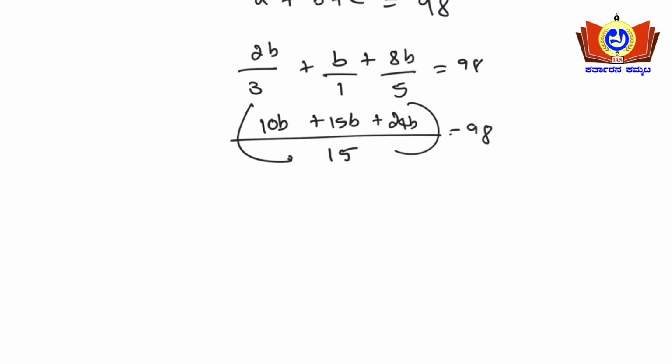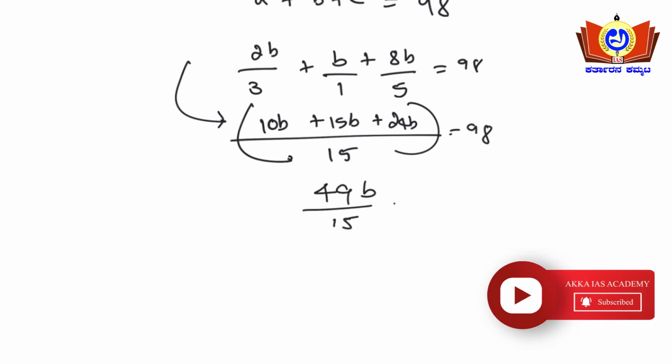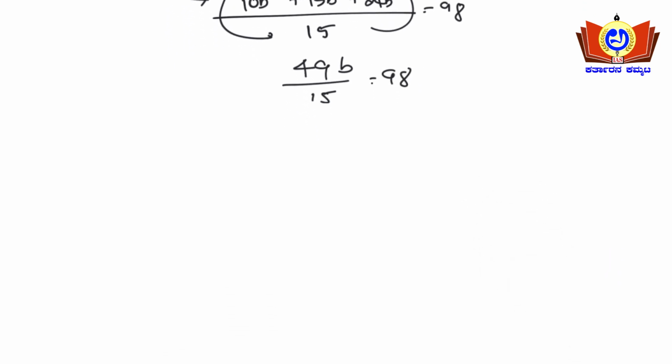So when you convert relative to b, solving the equation will be very much easier. 10b and 15b and 24b add up to 49b upon 15, that becomes 98. So b will be 98 into 15 by 49. Upon solving this, you will get b as 30 here. So b is 30, this is the answer here.